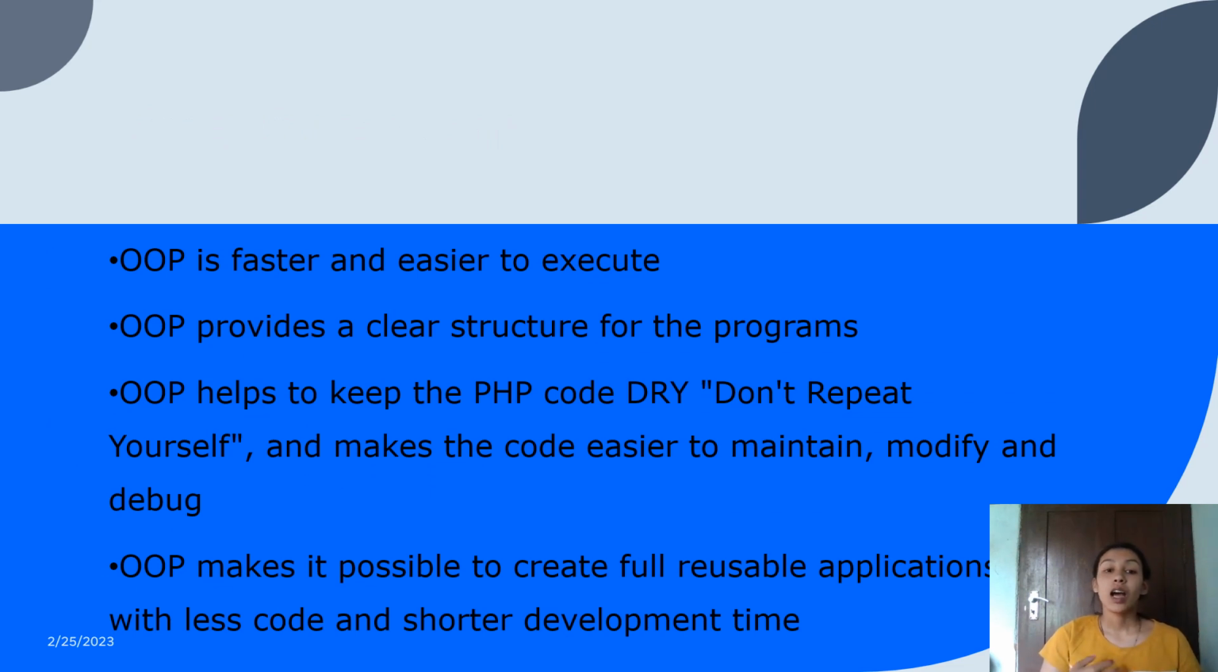So, what are the advantages of using OOP concept? OOP is very fast and easier to execute. OOP provides a clear structure for the program, and OOP helps to keep the PHP code DRY, don't repeat yourself, and makes the code easier to maintain, modify, and debug. OOP makes it possible to create fully reusable applications with less code and shorter development time.